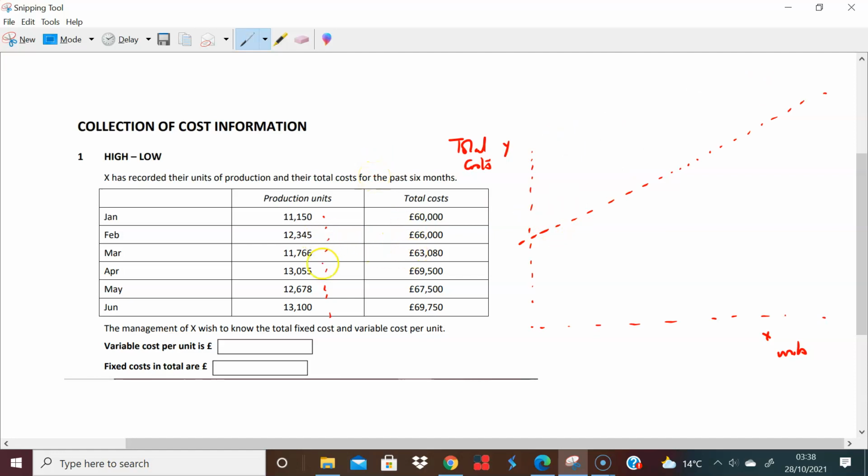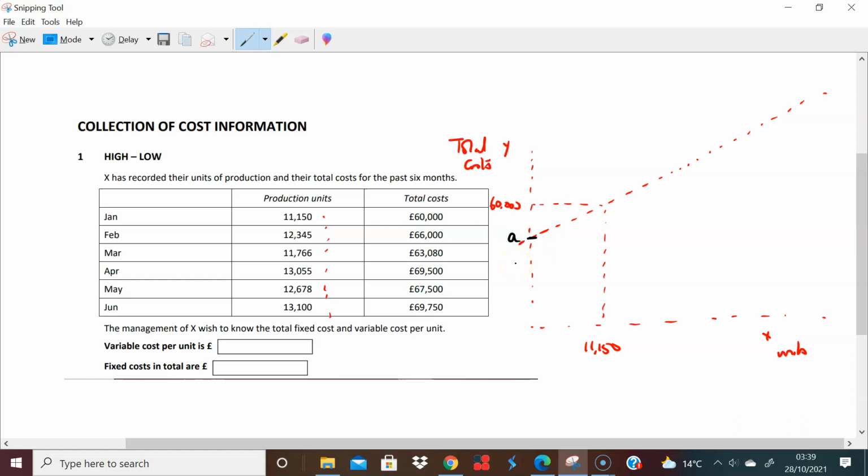So if we did that, you would see here that we'll start off at this 11. This is the lowest one, isn't it? 11,150. So I'm arguing that at 11,150 units, the total cost, forgive me, is 60,000. Now remember that I have a variable cost here. Sorry, I have a fixed cost, the actual fixed cost that is associated with this trend sitting over here, and I'm going to call that fixed cost A.